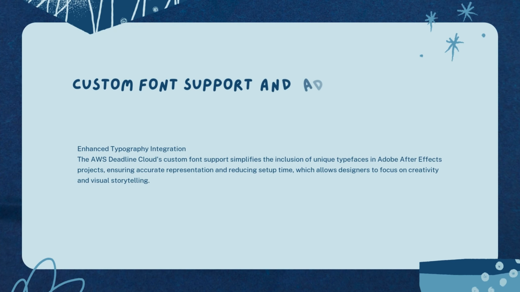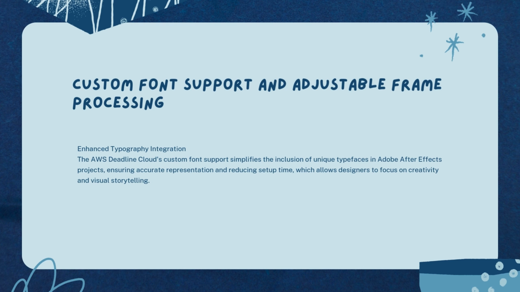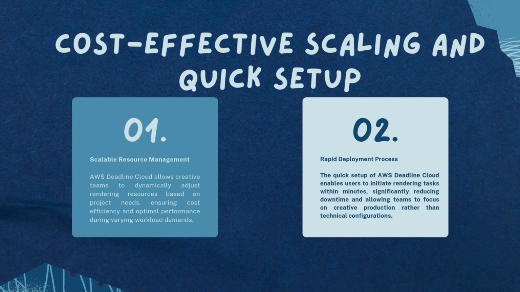Beyond just speed and automation, AWS Deadline Cloud offers some advanced features to enhance your projects. Custom font support and adjustable frame processing, ensuring typography and motion graphics render perfectly. Cost-effective scaling and quick setup: control cloud resources based on budget, and get started in minutes. This means more flexibility and faster turnaround times.